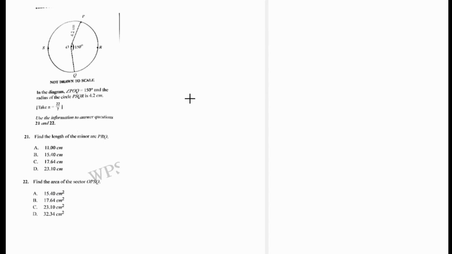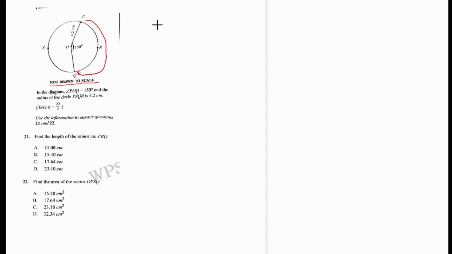Question 21 says, find the length of the minor arc PRQ. So we are finding the length of this arc from here up to here. If this was drawn to scale, we would just have put a rope around it and then measured it along our ruler. But since the warning is already here that this is not drawn to scale, it means that we have to use the formula, and the formula for the length of an arc is the angle the arc makes at the center of the circle over 360 degrees times the circumference of a circle.